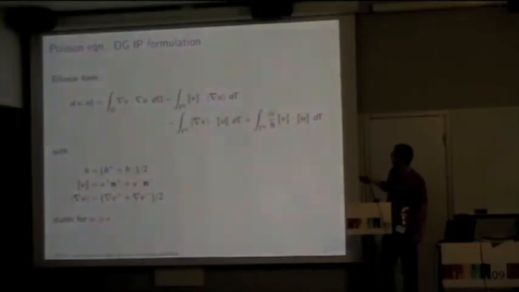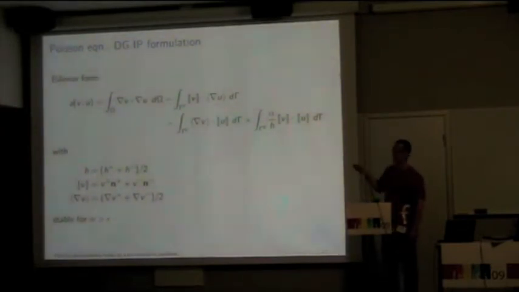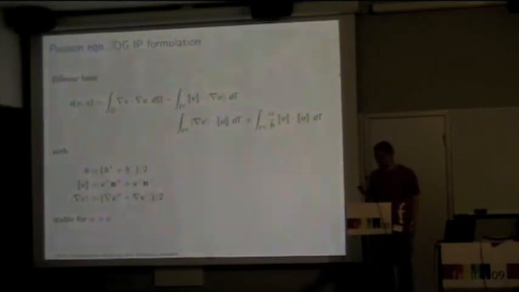plus the opposite, right? And H is a measure for the size of the element, so the average. And we also have the average of the gradient of V, and here we have a penalty parameter alpha, and for these kind of problems, they're stable for any value of alpha which is larger than a threshold value epsilon, and that epsilon can vary depending on the problem you're looking at, the order of your finite element spaces.